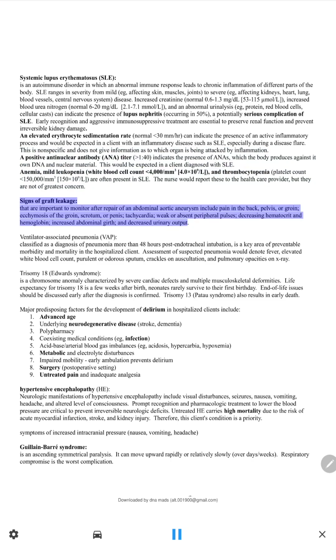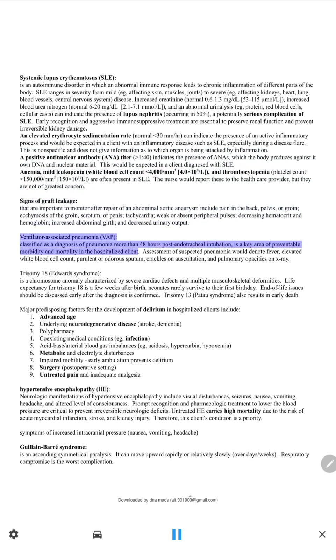Signs of graft leakage that are important to monitor after repair of an abdominal aortic aneurysm include pain in the back, pelvis, or groin, ecchymosis of the groin, scrotum, or penis, tachycardia, weak or absent peripheral pulses, decreasing hematocrit and hemoglobin, increased abdominal girth, and decreased urinary output.